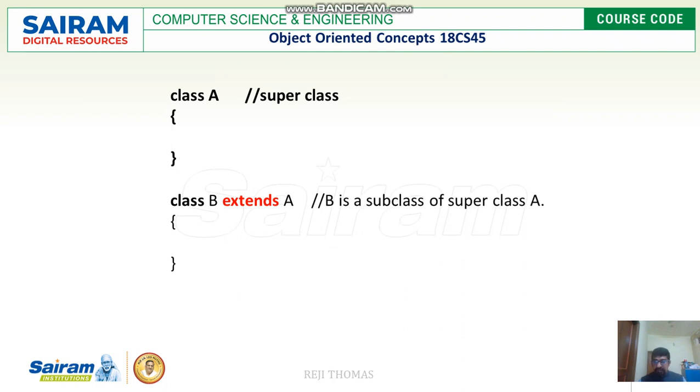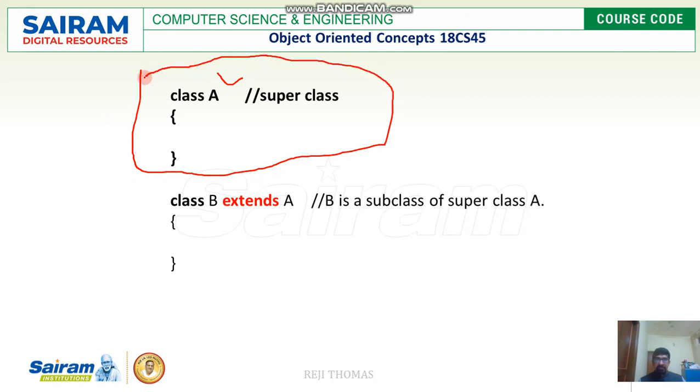Let us see an example here. You can find a class called A, which we can take as the superclass. We have another class called B, and look at the keyword we use to extend the properties. Class B extends A, which means class B is a subclass of class A, and class A is the superclass. The extends keyword in Java is what makes this happen.